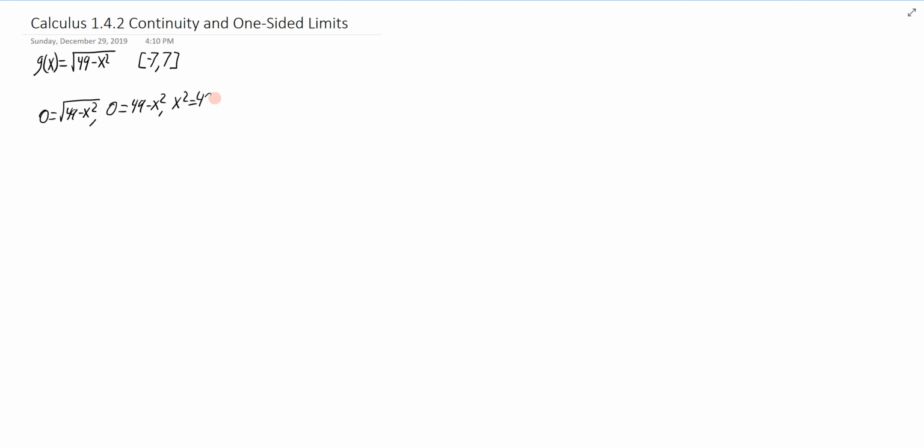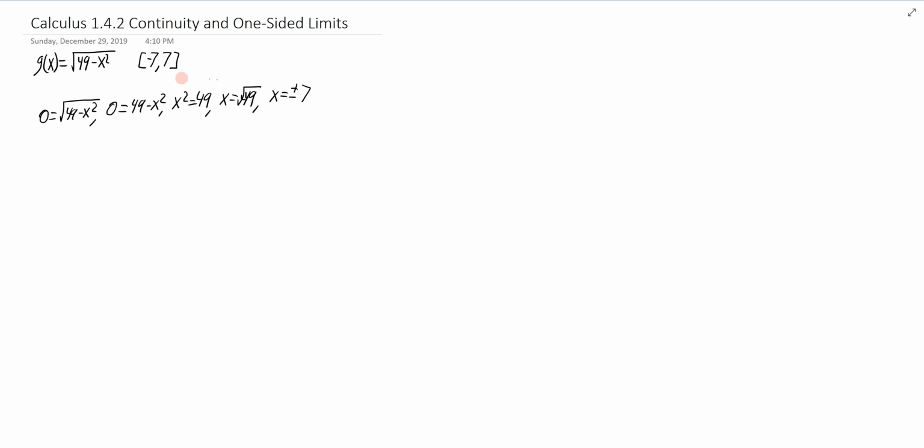Alright, from here, we've got to take the square root of both sides. So we're just going to get x equals the square root of 49. And then all that we say is x is going to be equal to plus or minus 7. So what this value here means is that at 7 and negative 7, we're going to get a value of 0 when we put that into 49 minus x squared. And so what we've got to do now is figure out, okay, where is this value, 49 minus x squared, going to be negative?